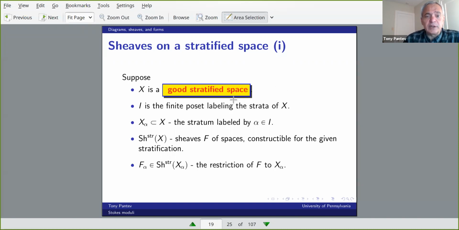Okay, so start with a good stratified space. For those of you who know, it means that the stratification is conical and finite. Take a finite poset that labels the strata. So X alpha will be the stratum corresponding to the label alpha. And let's look at the constructible sheaves for this stratification of spaces. So F alpha will be the restriction of such a sheaf to the stratum X alpha.